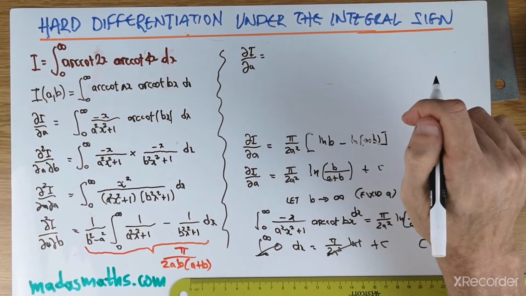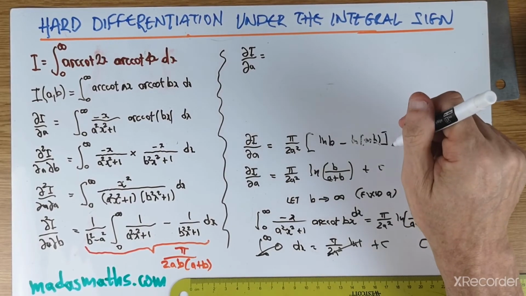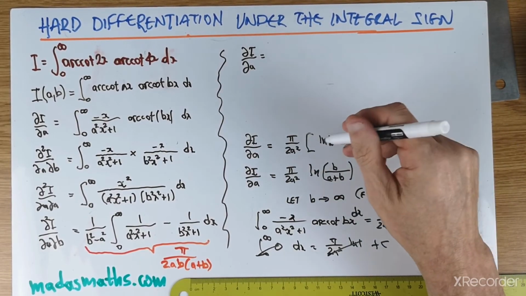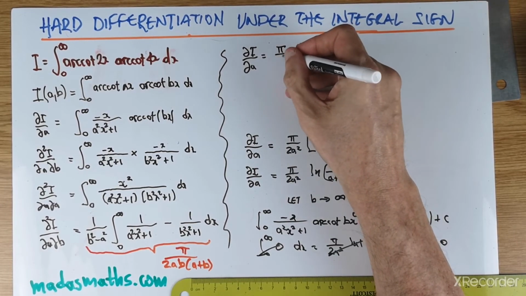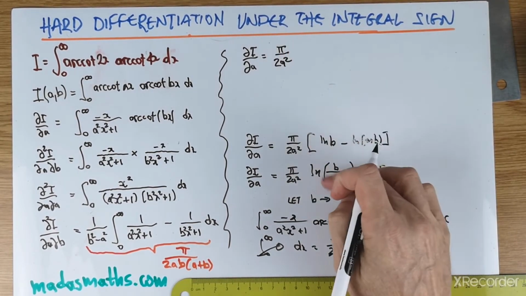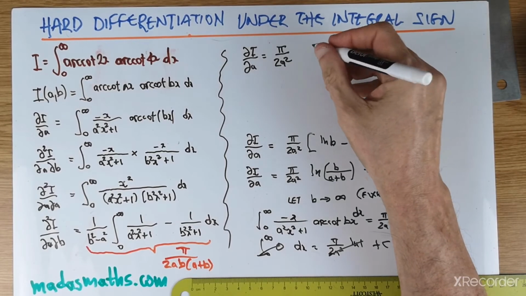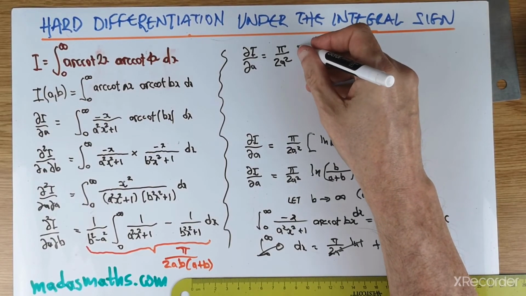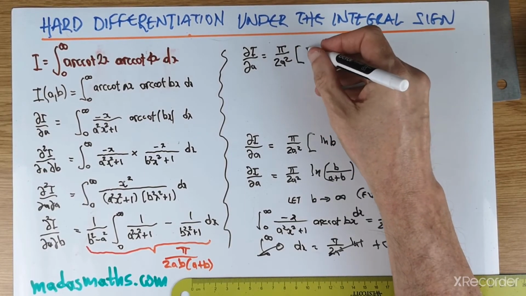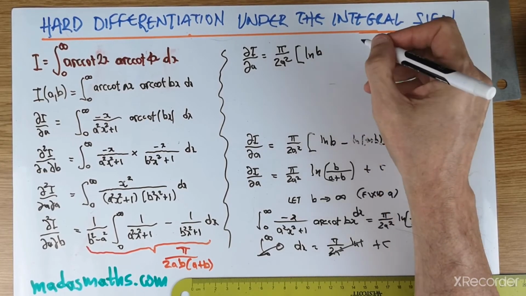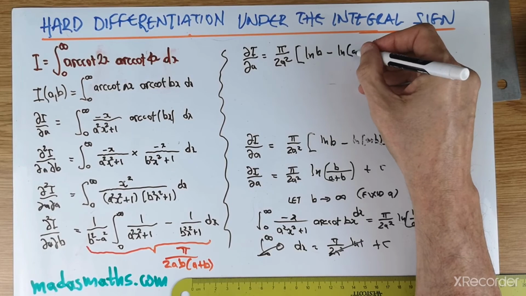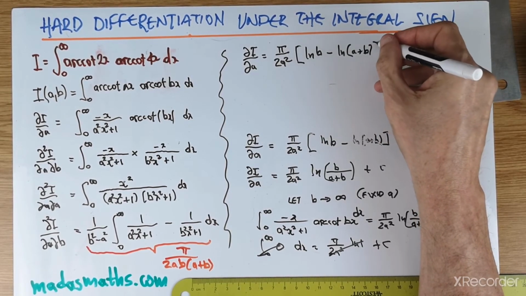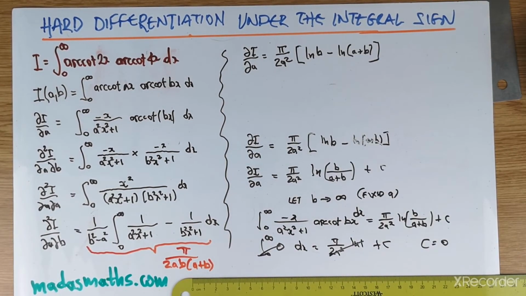I think, oh my God, we have the integration by parts next. I think I need to have it separate really. Pi, the logs I'm referring to, so let's have it compactly like this, but no way. Pi over 2a squared, log b, and then minus the log of a plus b. So this is where we have got so far with this particular integral.